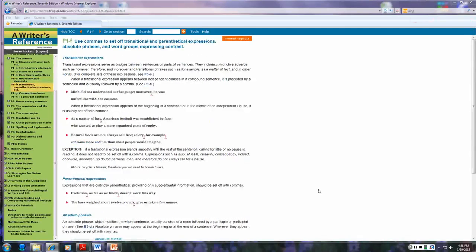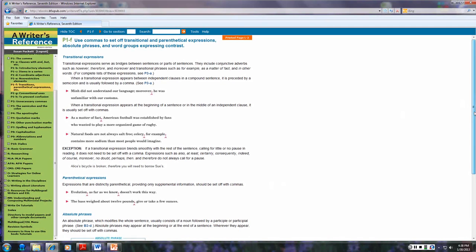P1F is transitional and parenthetical expressions, absolute phrases, which we'll discuss later, and word groups that express contrast. Again, notice that you have a natural pause. As a matter of fact, natural foods are not always salt-free. Celery, for example. As far as we know, the bass weighed about 20 pounds, give or take a few ounces. These are expressions that we put in to qualify the meaning.